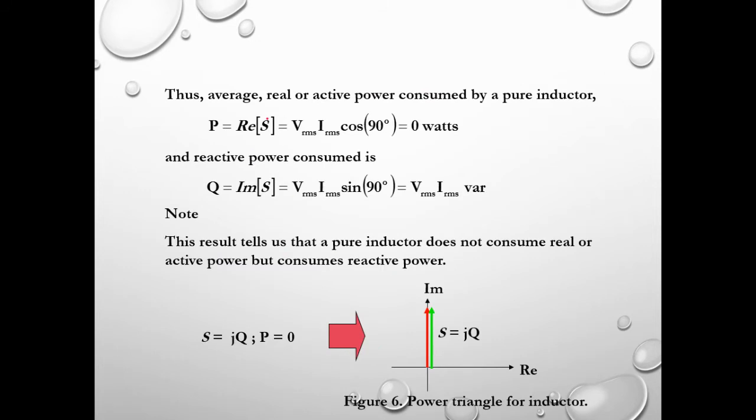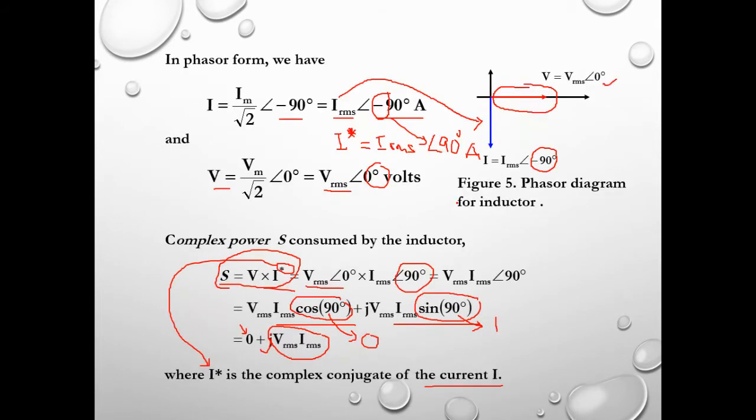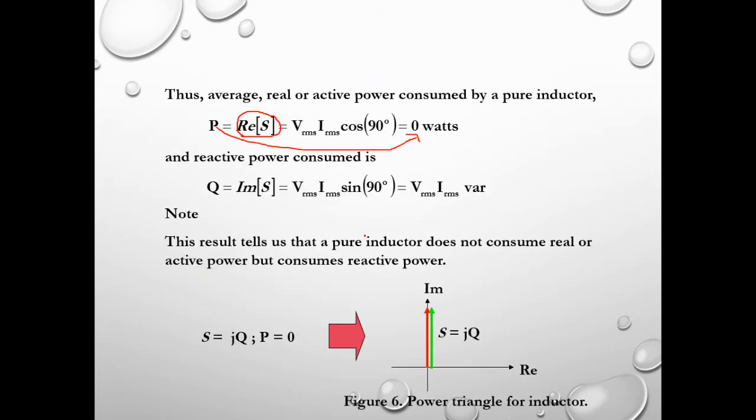So thus, the average real or active power consumed by a pure inductor is the real part of S. So P is equal to 0. This is what I have explained earlier. So we got 0 over here, and this is 0 watts. And the reactive power consumed is the imaginary part of S again. So V RMS, I RMS, sine 90, which is 1. So we get finally the value of V RMS, I RMS, VAR.